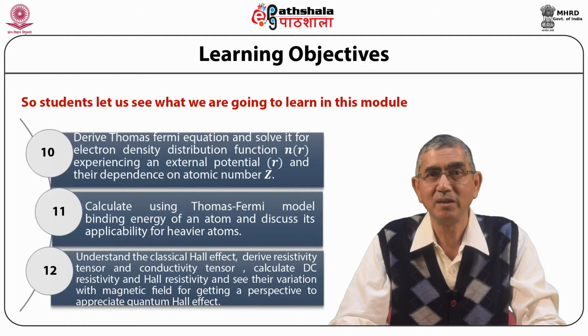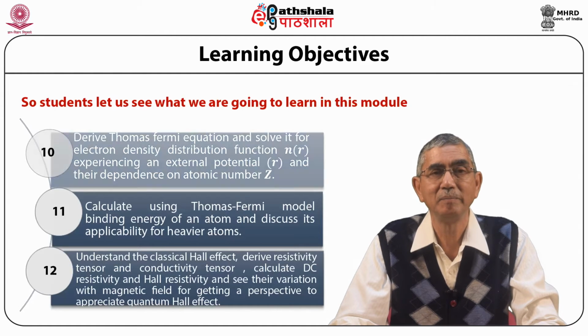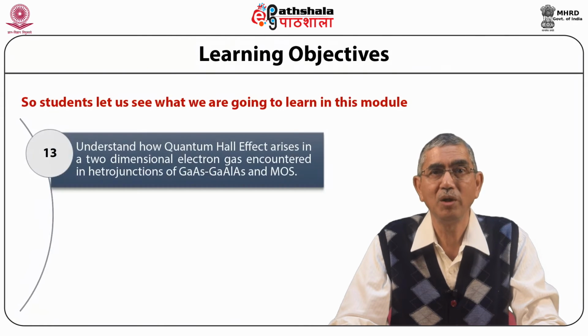Understand the classical Hall effect, derive resistivity tensor and conductivity tensor, calculate DC resistivity and Hall resistivity and see their variation with magnetic field for getting a perspective to appreciate quantum Hall effect. Understand how quantum Hall effect arises in a two-dimensional electron gas encountered in heterojunctions of gallium arsenide, gallium aluminium arsenide, and metal oxide semiconductors.